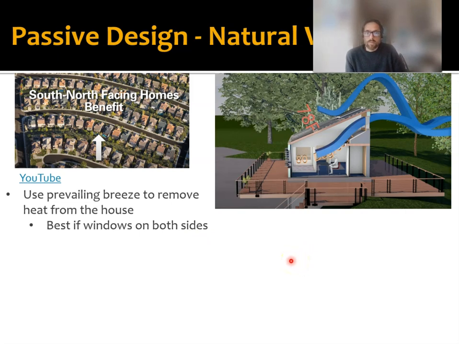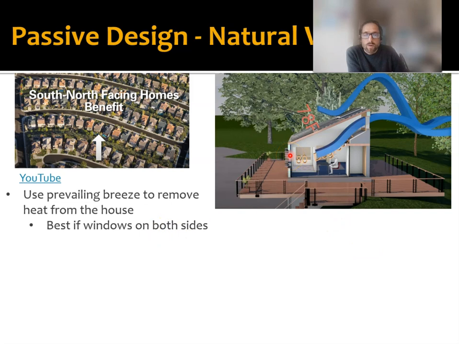Now, another part of passive design is natural ventilation. And so, this is pretty straightforward. You should design buildings and even whole neighborhoods to take advantage of prevailing breezes. So if you have a breeze that commonly comes this way, you see all these houses are facing perpendicular to that direction, approximately, to capture that wind. And what you need to do, ideally, is have windows on both sides, as you see here. So windows on both sides.